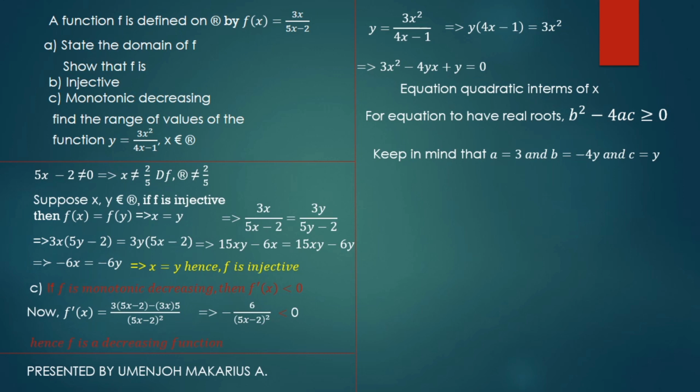Now if we just plug everything into b squared minus 4ac greater than or equal to 0, we simply have negative 4y squared minus 4 times a, which is 3, times c, which is y. We are going to have 16y squared minus 12y to be greater than or equal to 0. Factoring out 4y simply gives us 4y into 4y minus 3 greater than or equal to 0. Then we can set each of them: either y is greater than or equal to 0, or y is greater than or equal to 3 over 4.